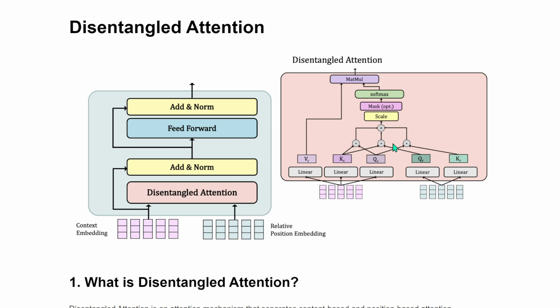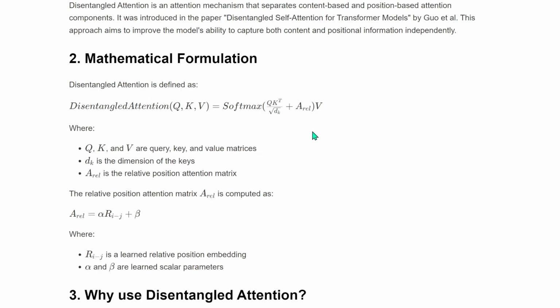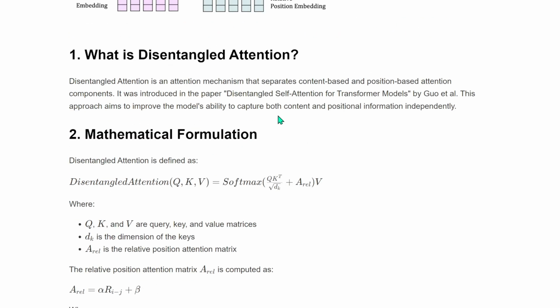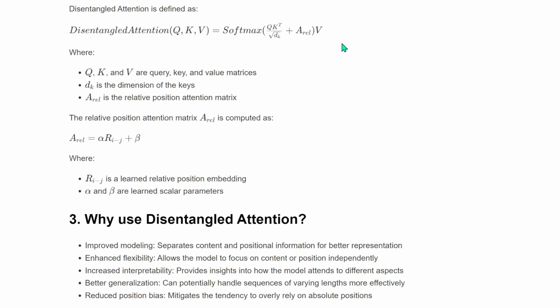This is how it works. Now we'll see, when we go down, you will understand. And also when you go to the code, you will understand this even better. First, disentangled attention is a mechanism where you separate content-based and position-based components. This approach improves the model's capability to capture both content and positional information independently. Rather than adding both of those together, if you keep them separate, the position information is retained, and also the context information. Both are unaffected when you go to the attention. So that is the advantage of disentangled attention.